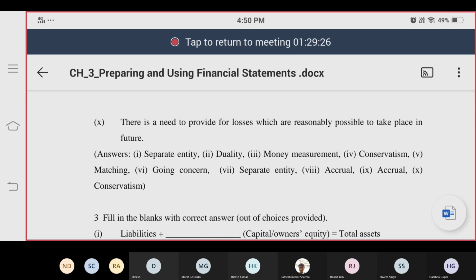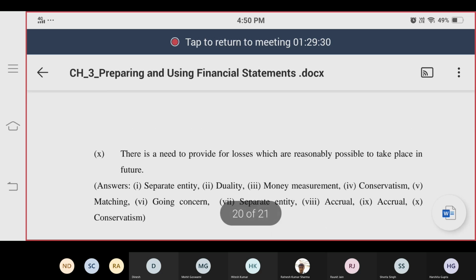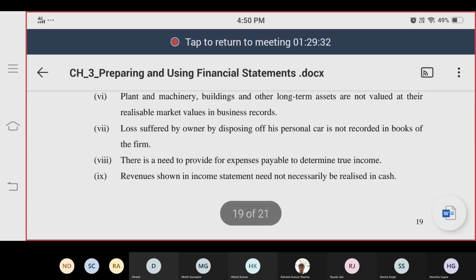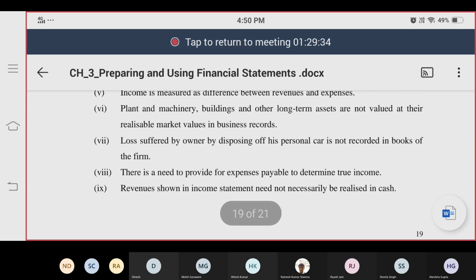Okay, accrual is showing in 8. Come back down, go back, can you go back to the statements again? Okay. Now, a need to provide for expenses payable to determine true income. They are saying accrual, and that means that in case the expenses are occurring, then you will show it as per the accrual statement as well.